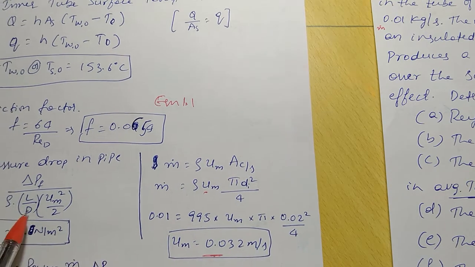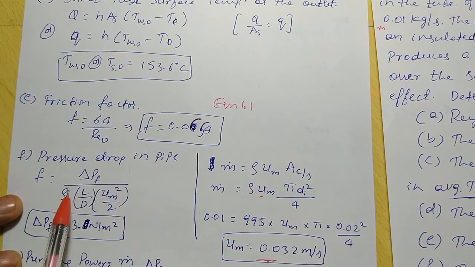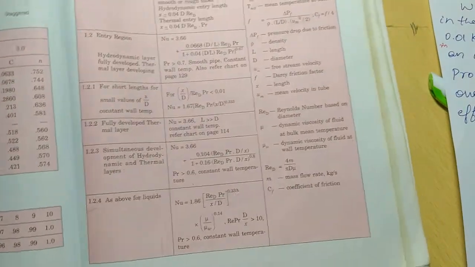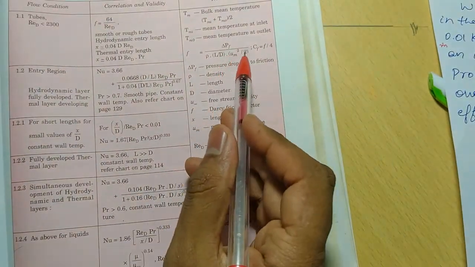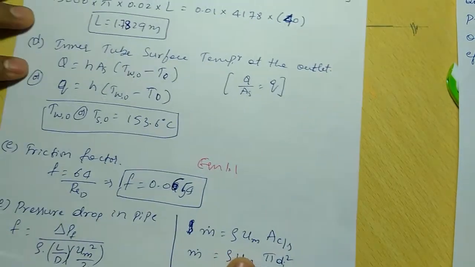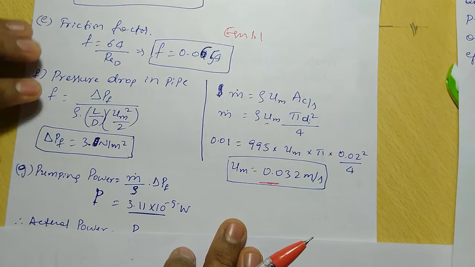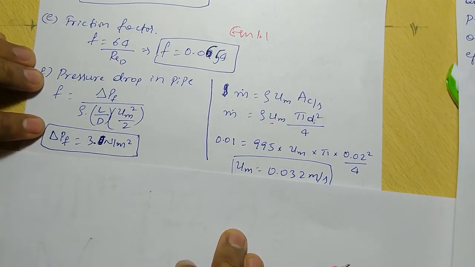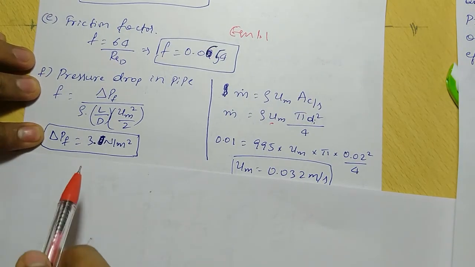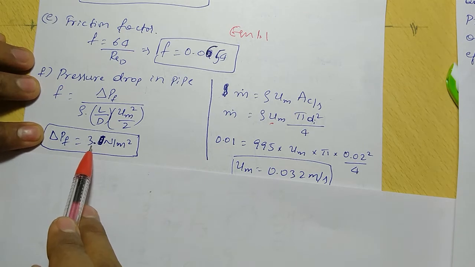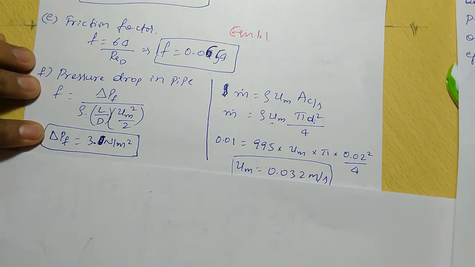Now come to this equation, the equation taken from the data handbook that I just showed here. You have to note the same equation and substitute all the values. You will obtain the pressure drop in the pipe due to friction, almost near to 3.0 Newton per meter square. And the last question is, what is the pumping power required?